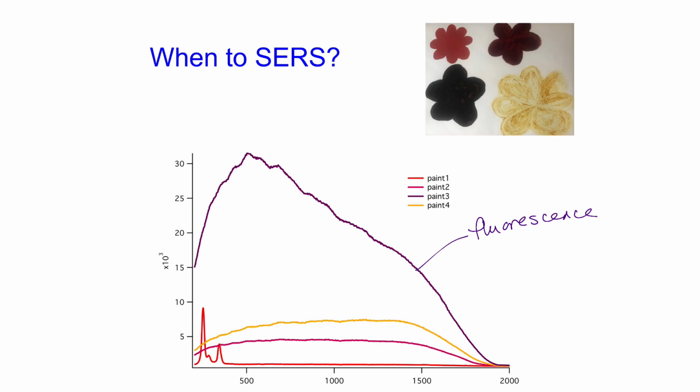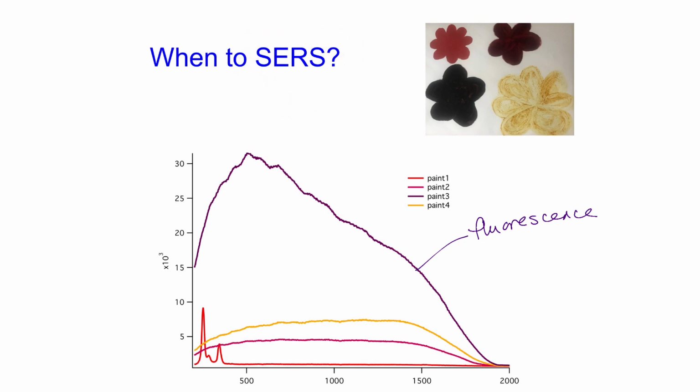If you see this giant fluorescent signal, and fluorescence is the bane of every Raman spectroscopist's existence, it overwhelms any signal that you might get out of your sample. So we need to have a way to try to counteract that fluorescence. And that's where SERS comes in.